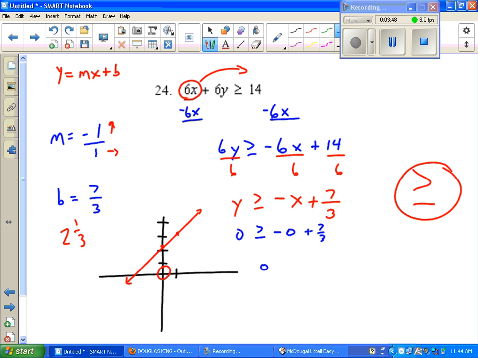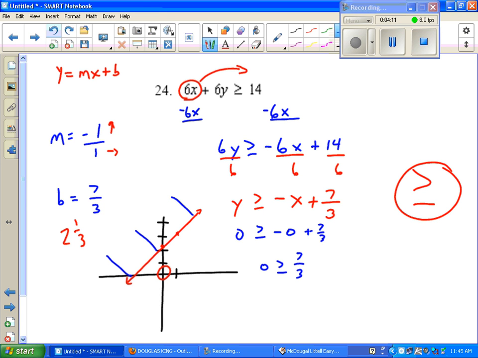That leaves you with 0 is greater than or equal to negative 0 plus 7 over 3. 7 over 3 is a positive number, so it is actually larger than 0. So that means this is a false statement. So it's wrong to shade this side because that's false. You want to shade everything to the other side. That's how your shading should look.